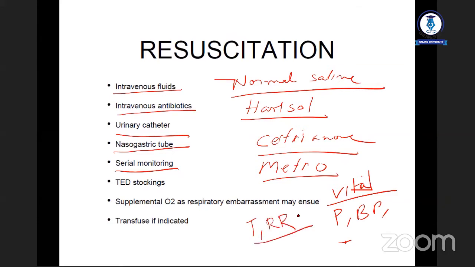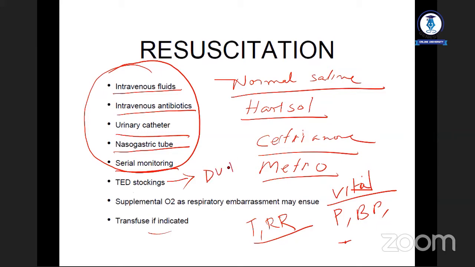The urine output is something which has to be monitored. Ask the patient whether the patient is feeling better, whether the pain is decreasing or not. Then supplemental oxygen and transfusion is needed. These are not very important, but these are the things that are very important. And also remember, TED stockings are used. Why? Because there is chance of deep vein thrombosis, DVT.